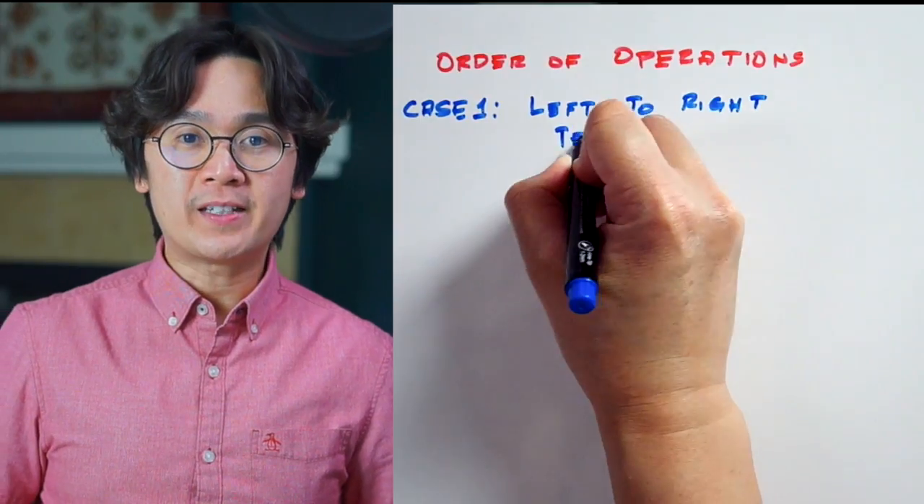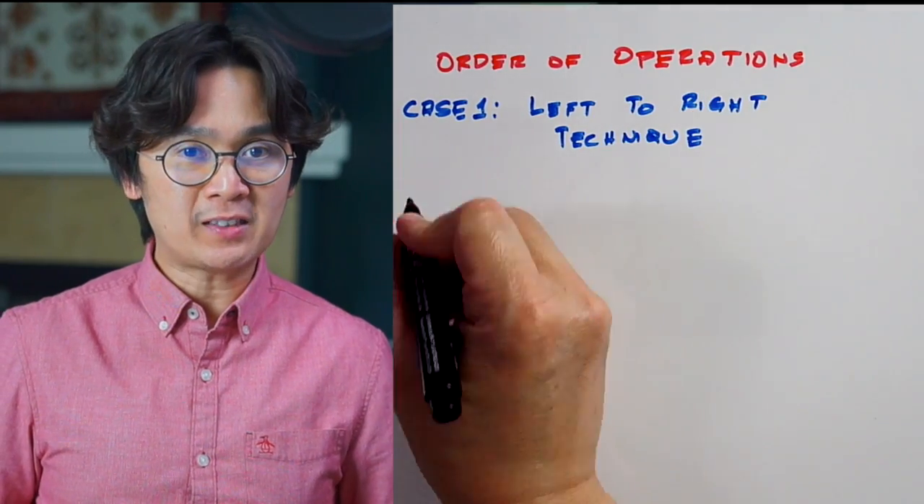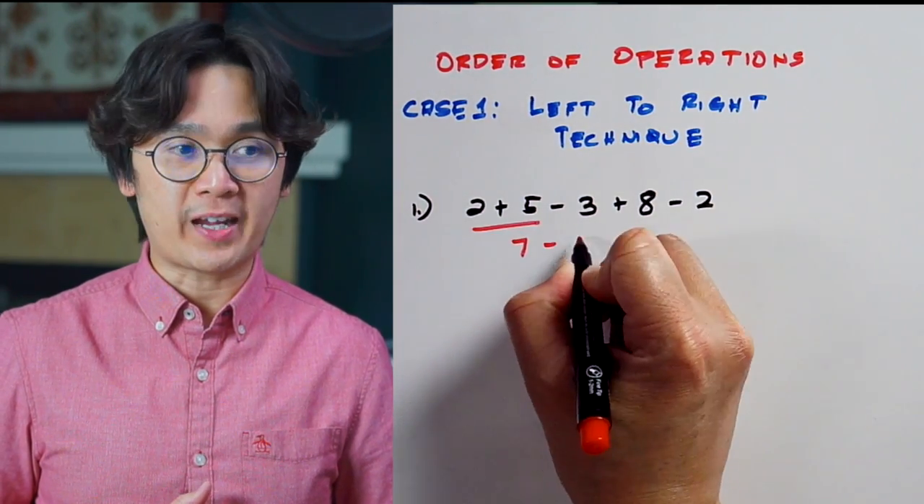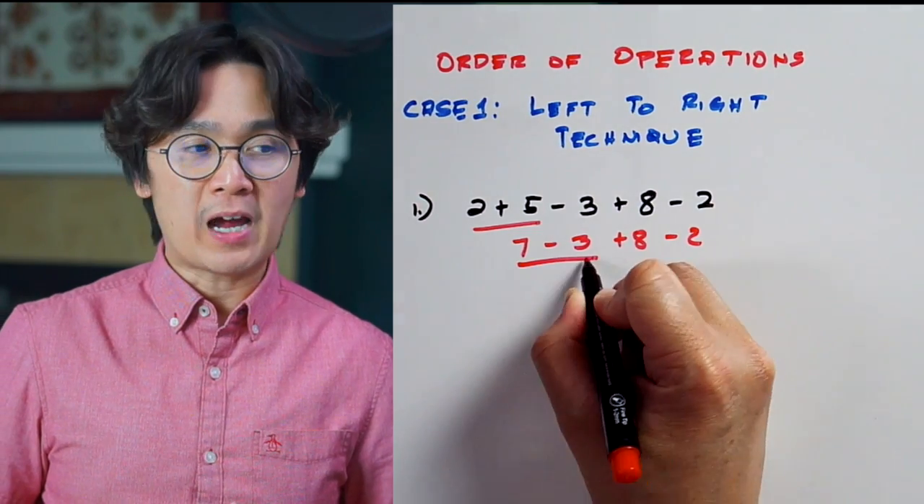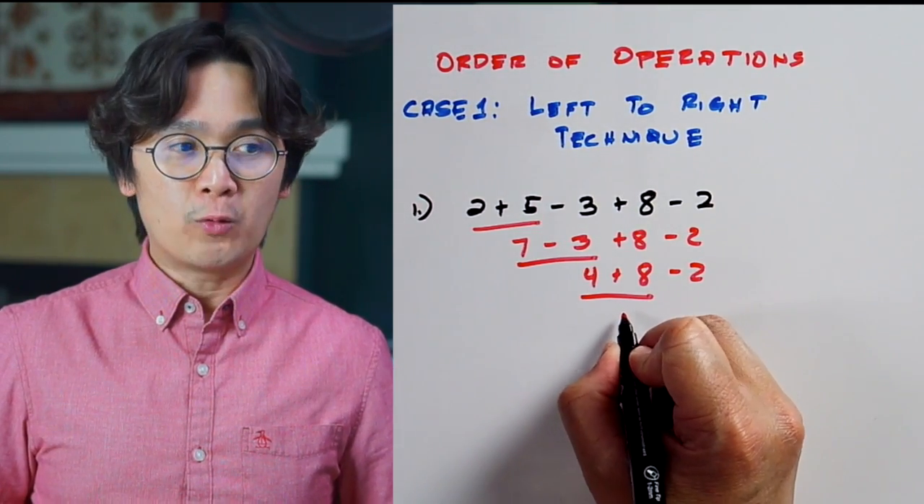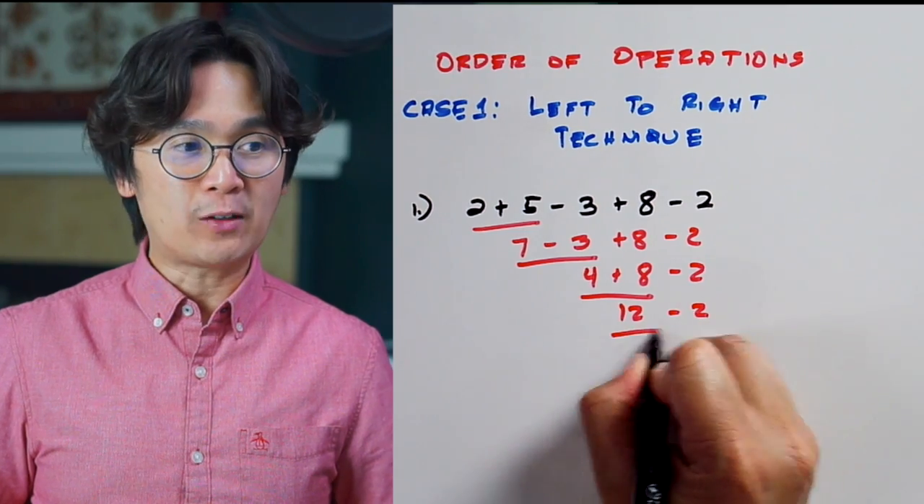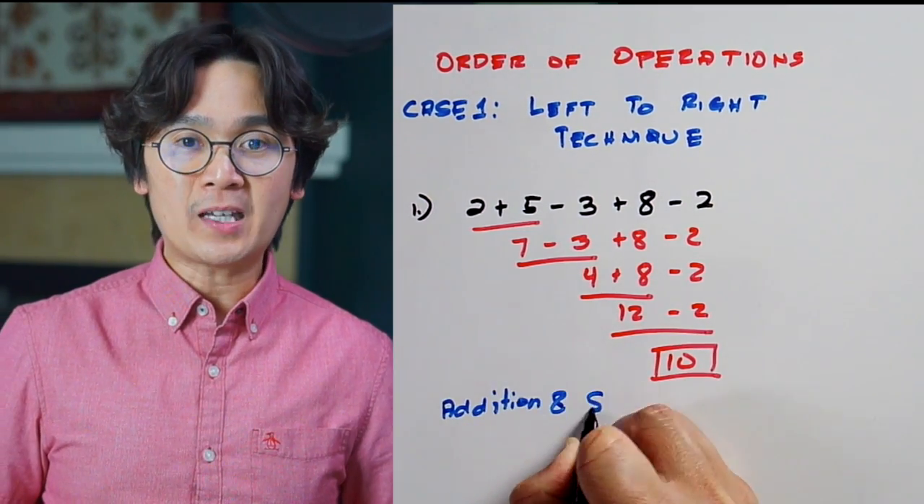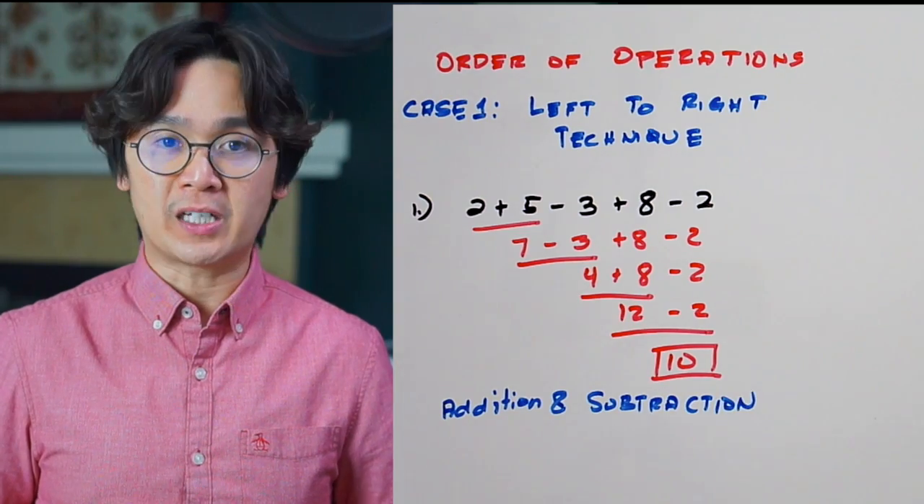We have two cases in the order of operation. The first case is the left to right technique. Let's say we have 2 plus 5 minus 3 plus 8 minus 2. We use the left to right technique, so 2 plus 5 is 7. Subtract 3, which is 4, and then add 8, which is 12, and 12 minus 2 is equal to 10. We use this technique because the only operations we have are addition and subtraction.